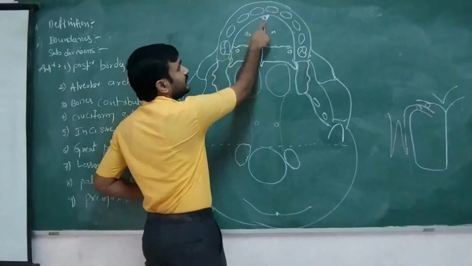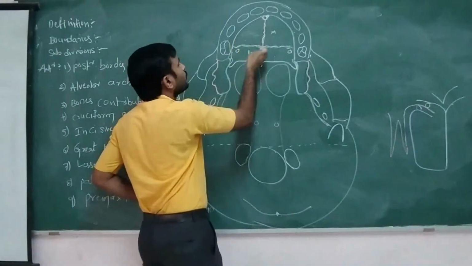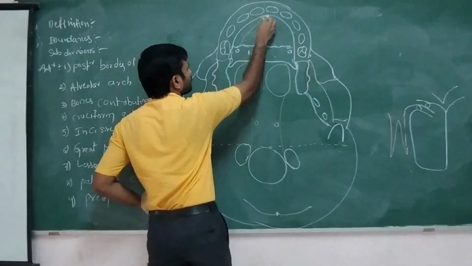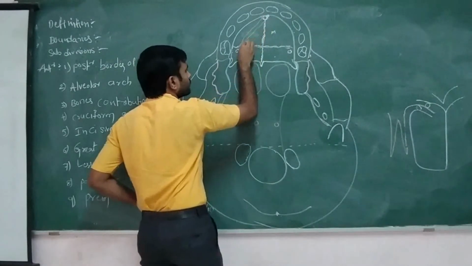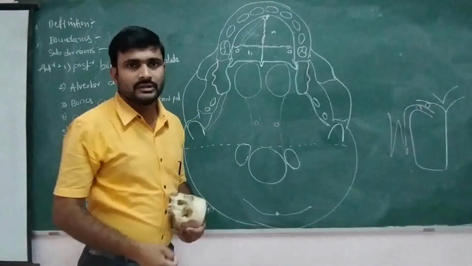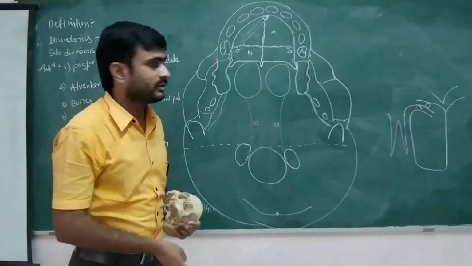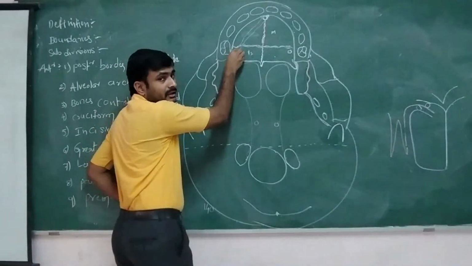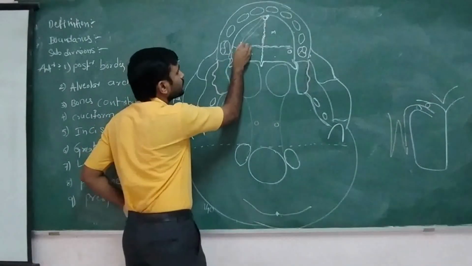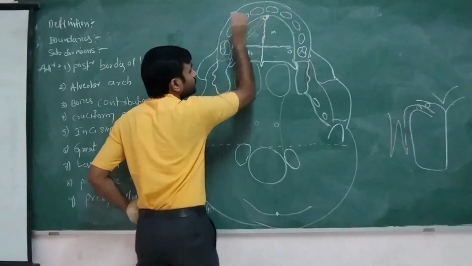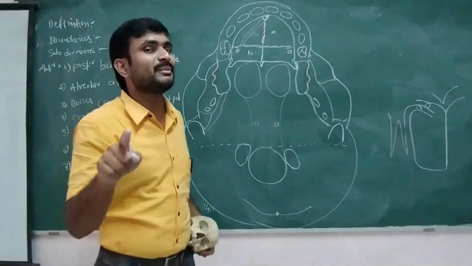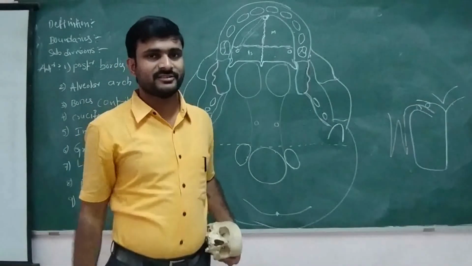From here to here, one groove is present. This is called the palatine groove. The greater palatine vessel starts from this foramen and then goes towards the incisive foramen. That's why the incisive foramen also contains the greater palatine vessels.